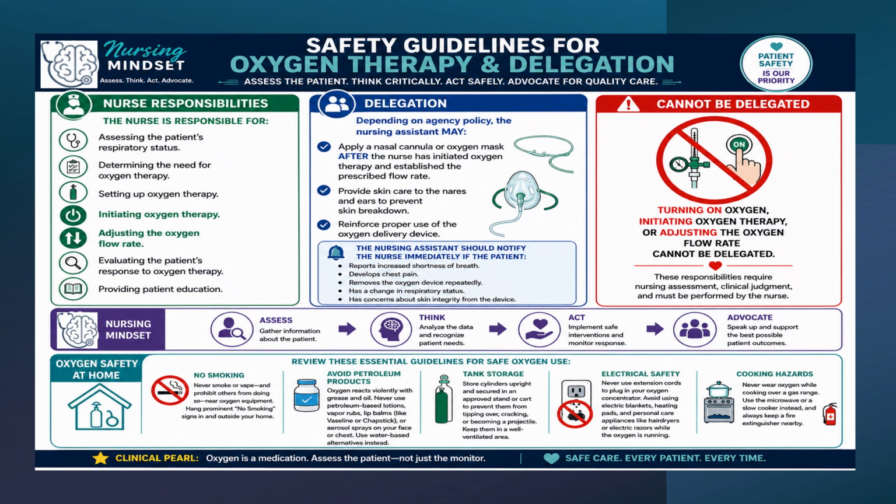Now let's shift our focus to oxygen safety at home. Many patients require oxygen after discharge, and safe use at home is just as important as safe use in the hospital. The first rule is simple: no smoking, ever. No one should smoke or vape near oxygen equipment. Patients should also place no smoking signs both inside and outside the home to remind visitors that oxygen greatly increases the risk of fire.